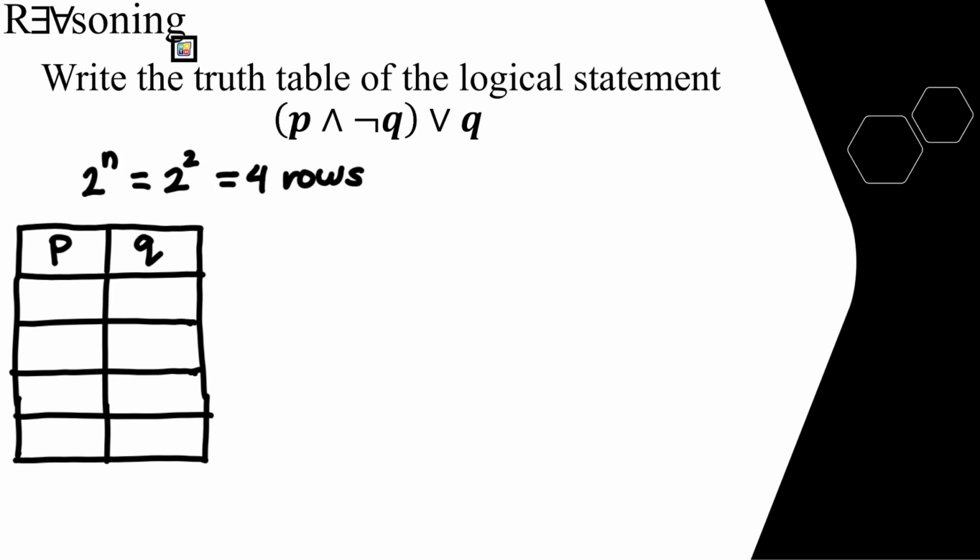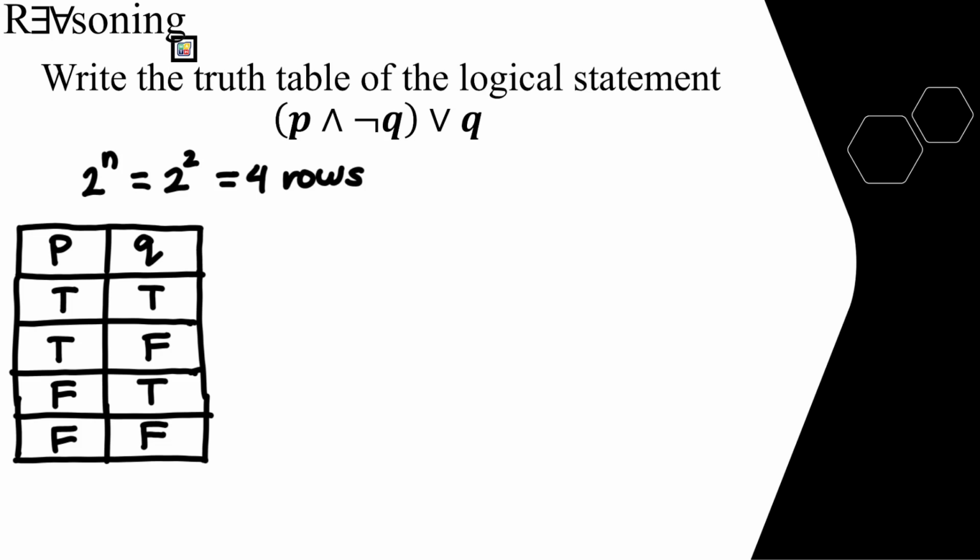For our first column, this is true and this is true, to be paired with true for Q and another false. Going back to our first column, this is false and this is also false, to be paired with true and false. Checking the combinations, all of them are placed there.